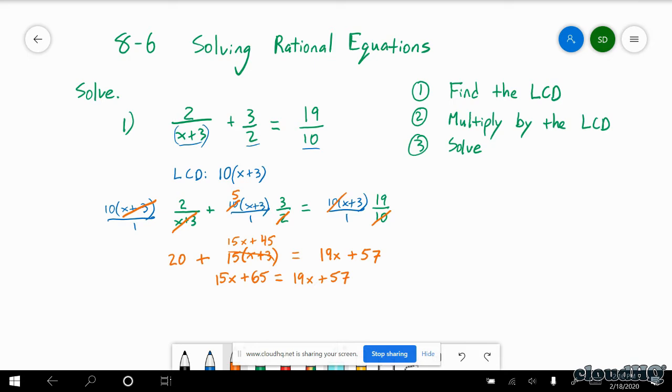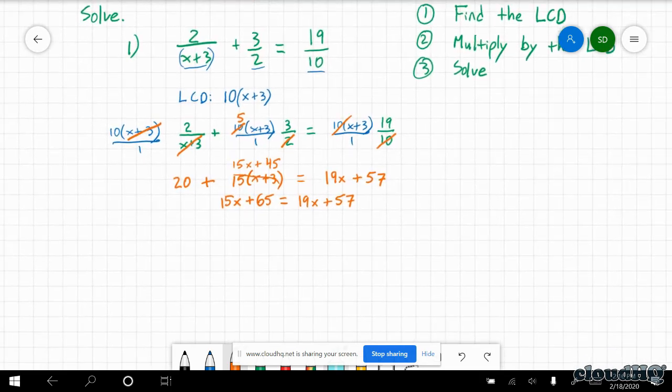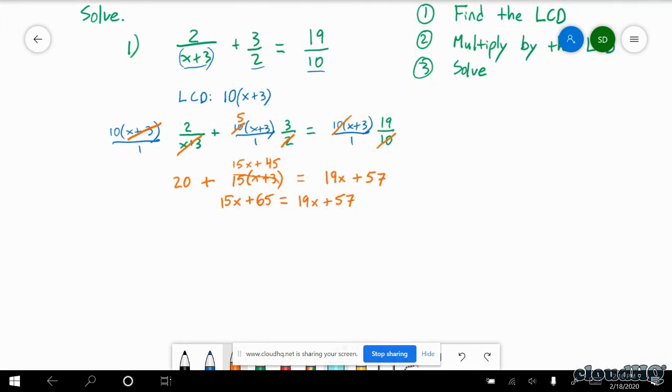And at this point, I have an equation, no denominators. Move all the x's to one side and the non-x's to the other side. So I would subtract 15x from both sides. So I end up with 4x on the right side, and that means I would subtract 57 away, giving me 8 on the other side. So 4x is equal to 8, divide by 4, and we see that x is equal to 2.